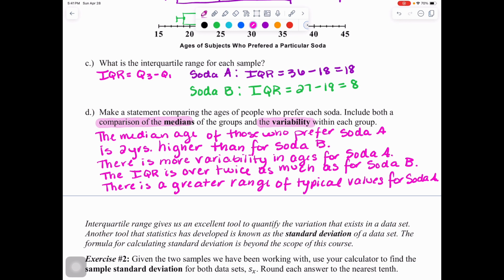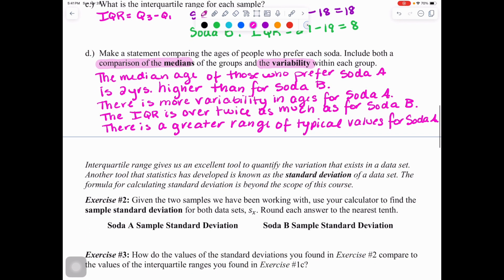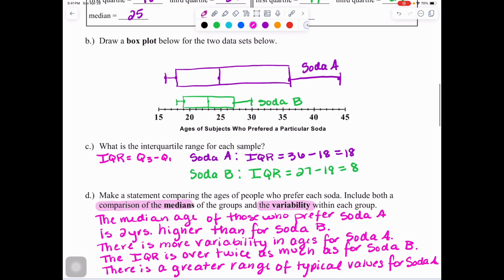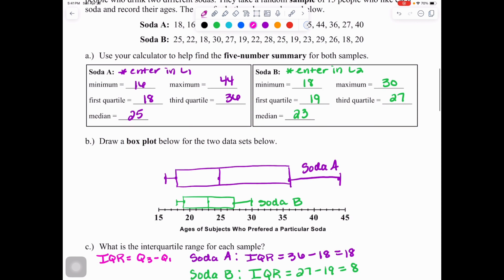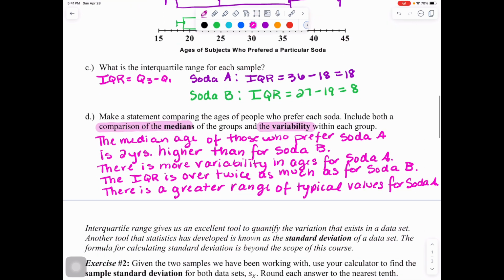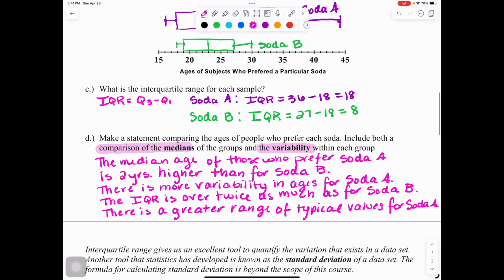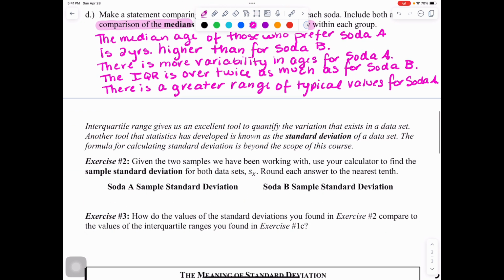Okay, so let's move on now. That is all information that we did yesterday. The only thing really new here is creating the box plot instead of a dot plot. So we have our sample of data, we have a statistical question, and now we have information about the variability from the IQR and the medians. So now I want to move on.